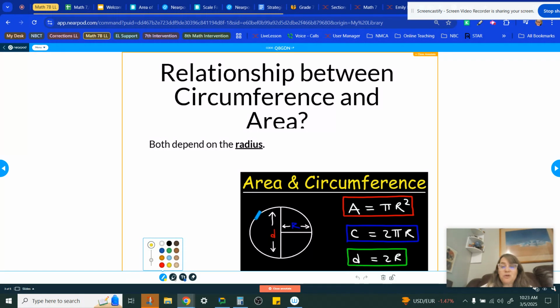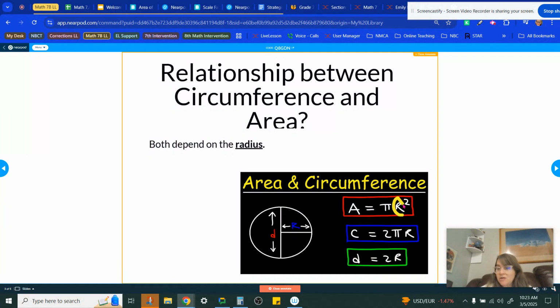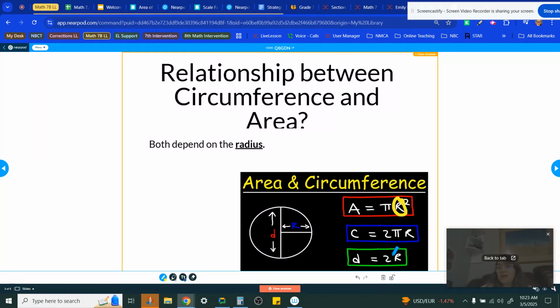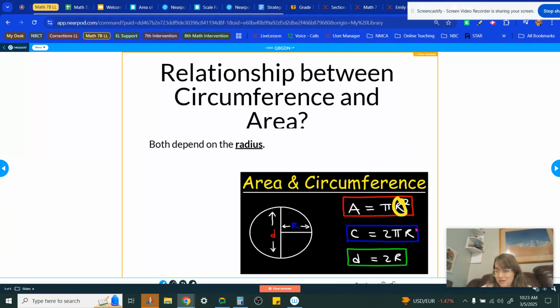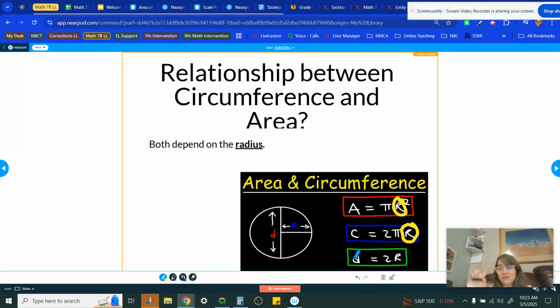Okay, if you look at the formulas here, these are the formulas you absolutely need to know. These are the only ones you need to know for circles. You need to know that area is pi r squared. There's the radius. You need to know that the circumference is 2 times pi times the radius. There's the radius again. And you need to know that the diameter is equal to 2 of the radii.